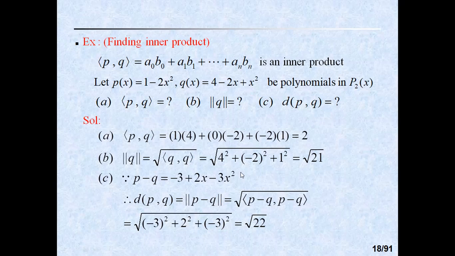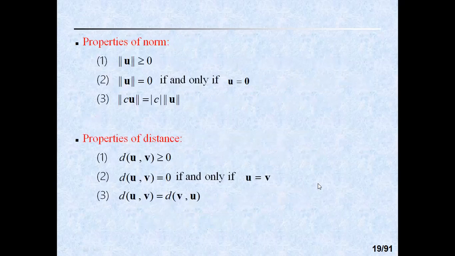Important point, this one you have to remember. What are the properties of norm? Norm u is always greater than or equal to 0. Norm u is equal to 0 if and only if u is equal to 0. Norm of c into u is equal to modulus of c into norm u. This was already discussed in the previous lecture. Properties of distance: d of u comma v is greater than or equal to 0. d of u comma v equals 0 if and only if u is equal to v. d of u comma v is equal to d of v comma u.